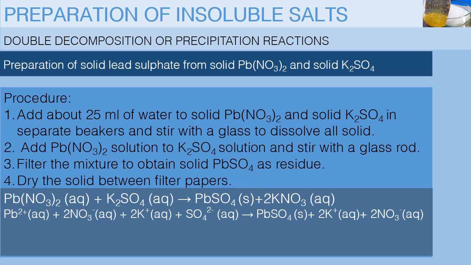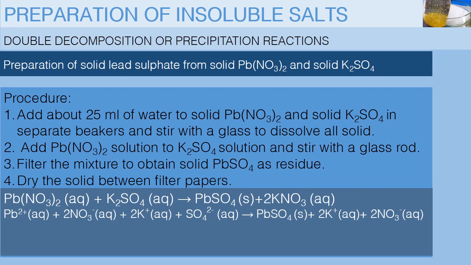For example, lead nitrate solution contains lead 2 ions and nitrate ions. Potassium sulfate solution, on the other hand, contains potassium ions and sulfate ions. Now, when we get to the solid, we cannot split it because it is not in aqueous solution. We only split the compounds that are in aqueous solution. Then, potassium nitrate contains potassium ions and nitrate ions.